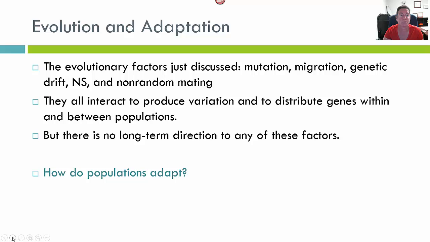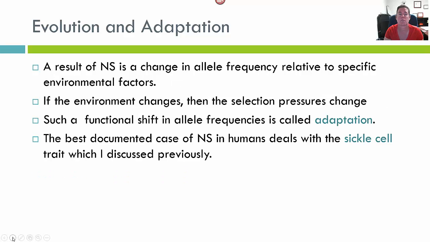The evolutionary factors that we've been discussing, mutation, migration, genetic drift, natural selection, non-random mating, they all interact to produce variation and to distribute genes within and between populations. But there's no long-term direction to any of these factors. So how do these populations adapt? How do they have direction?